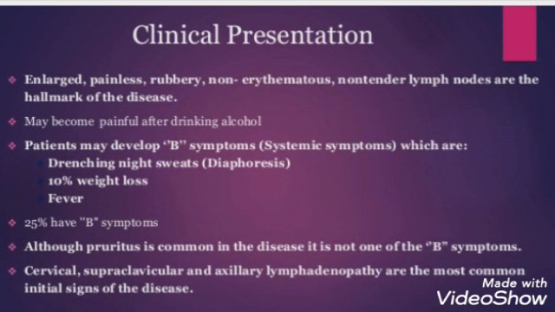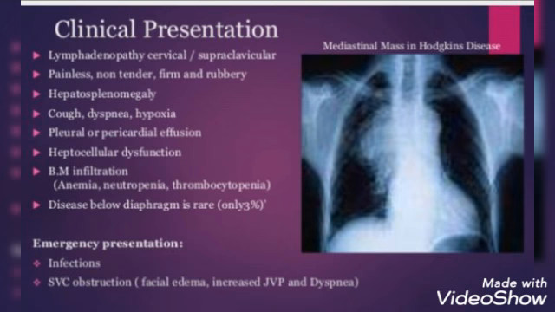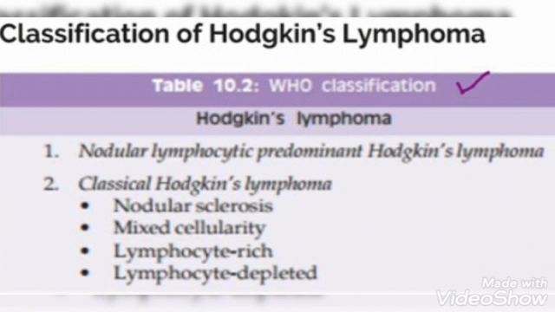Cervical, supraclavicular and axillary lymphadenopathy is the most common initial sign of the disease. Lymphadenopathy involves the lymph nodes of the cervical and supraclavicular region. Lymph nodes are painless, non-tender, firm and rubbery. Hepatomegaly and splenomegaly may occur. Cough, dyspnea, hypoxia, pleural or pericardial effusion, hepatocellular dysfunction, anemia, neutropenia and thrombocytopenia may also be reported. There are repeated infections and superior vena cava obstruction that leads to facial edema.